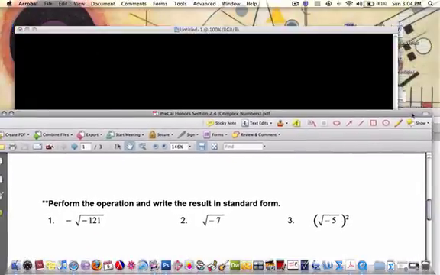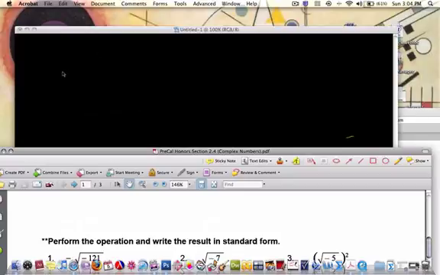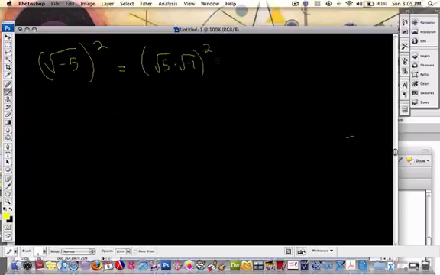Okay, we'll take a look at number 3 though. Square root of negative 5 squared. And this one's pretty obviously equal to negative 5. But let's do this kind of systematically. We're going to write square root of negative 5 as square root of 5 times square root of negative 1, squared.